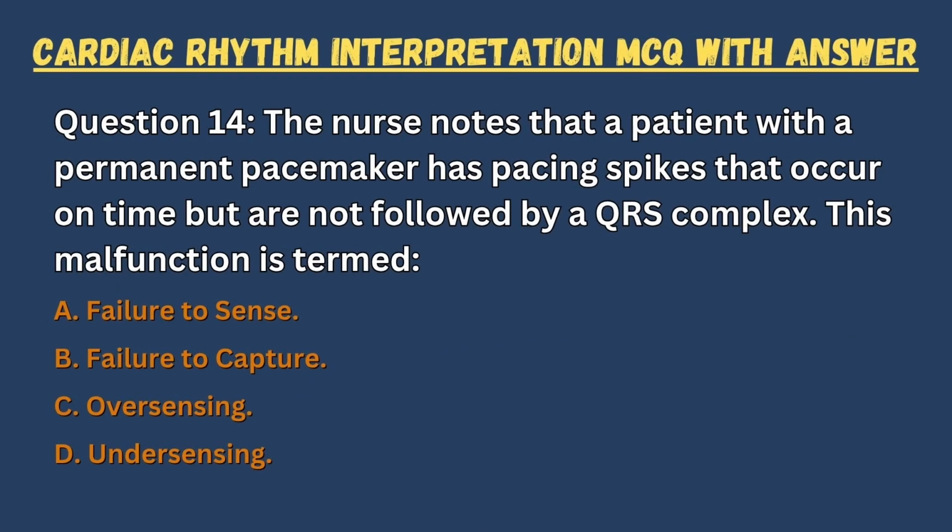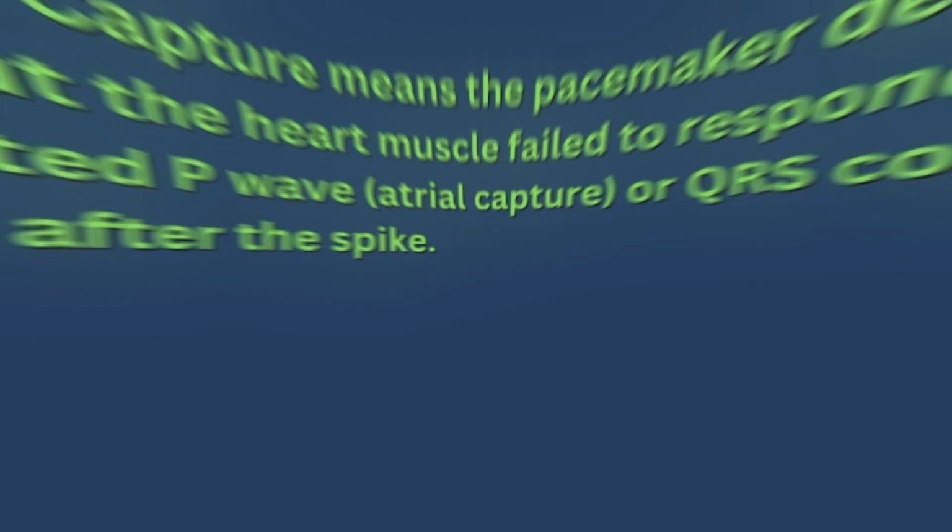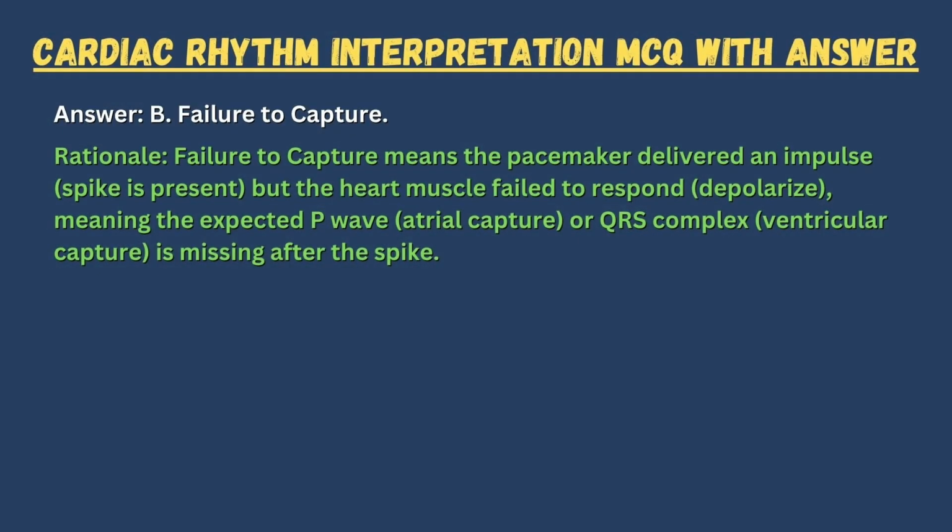Question 14. The nurse notes that a patient with a permanent pacemaker has pacing spikes that occur on time, but are not followed by a QRS complex. This malfunction is termed A. Failure to sense. B. Failure to capture. C. Oversensing. D. Undersensing. Answer. B. Failure to capture. Rationale. Failure to capture means the pacemaker delivered an impulse, spike is present, but the heart muscle failed to respond, depolarize, meaning the expected P wave, atrial capture, or QRS complex, ventricular capture, is missing after the spike.